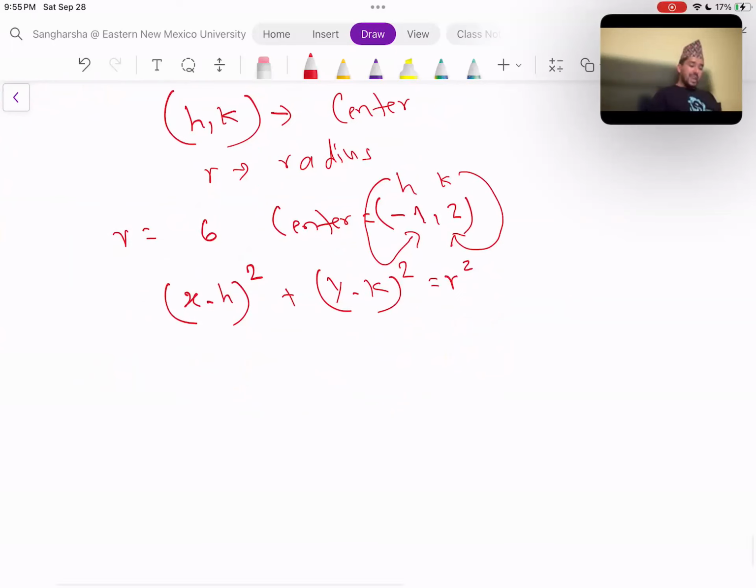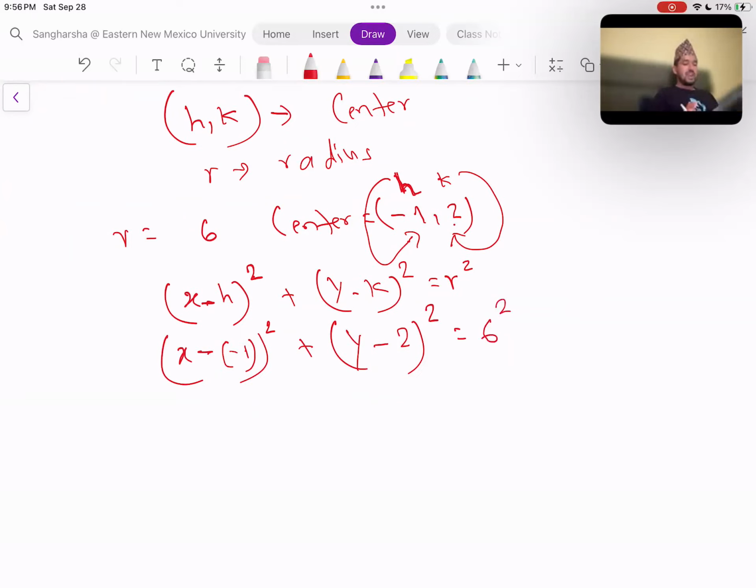Now you substitute your h; x stays as it is, you are not substituting for x. Your center is (-1, 2). We always use (h, k) to represent the coordinate of the center of a circle. So your h is -1. We have this negative as it is, and our h is -1, so we have -1 inside parentheses, parentheses close, and this is squared, plus (y minus k), k is 2, squared, equals r. Our r is 6, and we have the square as it is. So you substitute h, k, and r.